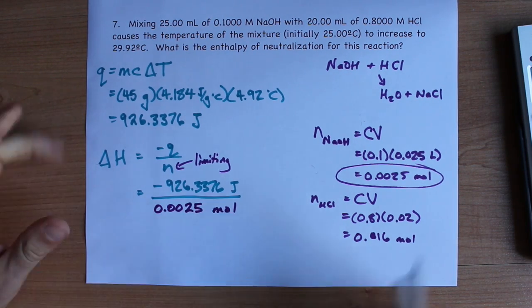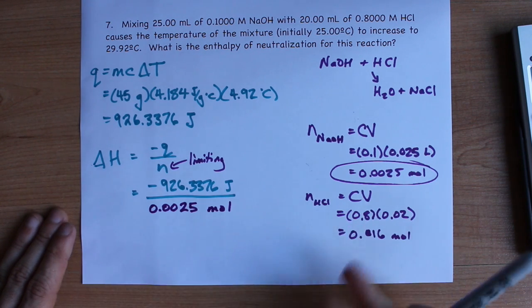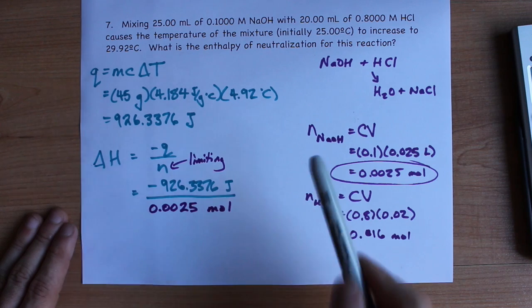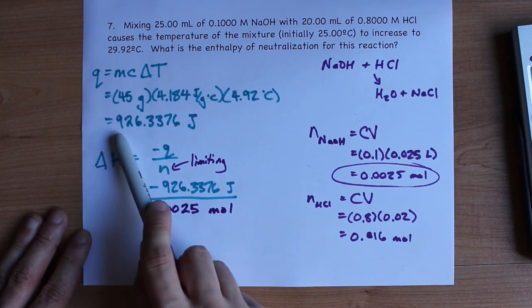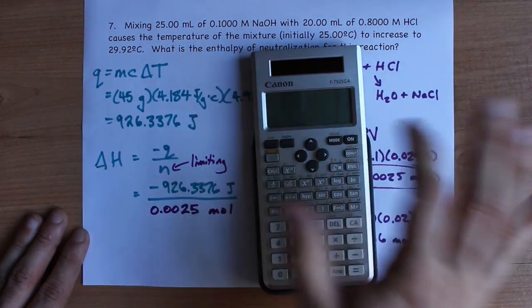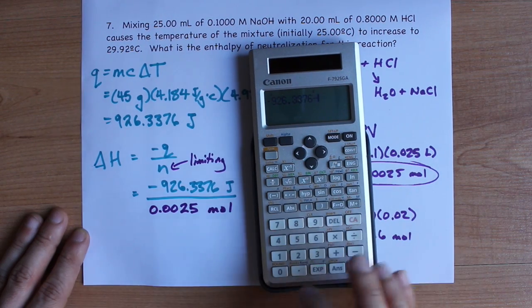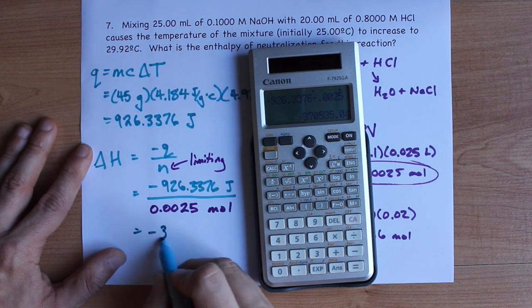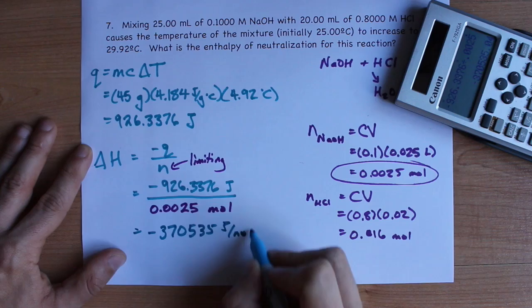Cool, there we are. The reason we have to use the moles of the limiting reactant is because the reagent in excess could be in excess by any amount more than the limiting reactant. This reaction is going to stop when the NaOH runs out, and so the heat that was produced was also limited by how much NaOH we even started with. So let's do the calculator work. That's negative 926.3376 divided by 0.0025. I end up with negative 370535 joules per mole.